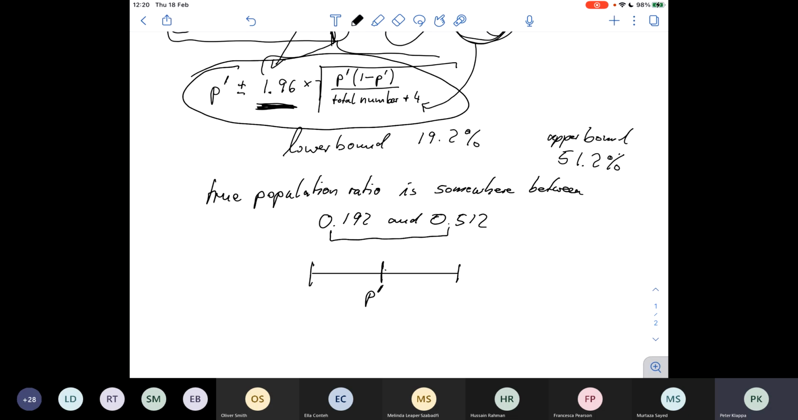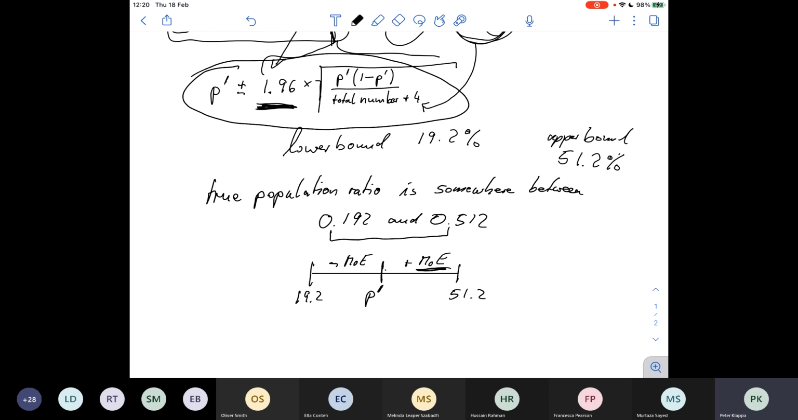We know that this P prime is bang in the middle. This is minus MOE, and this is plus MOE. So all we need to do is figure out, we know that this here is 19.2 and this one is 51.2. So all we need to do is figure out what this margin of error is in this case. And that's not terribly difficult.